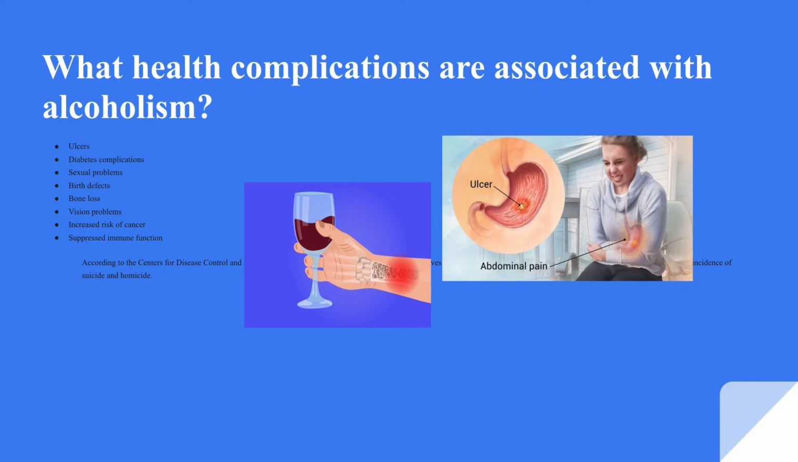What health complications are associated with alcoholism? Ulcers, diabetes complications, sexual problems, birth defects, bone loss, visual problems, increased risk of cancer, suppressed immune function.